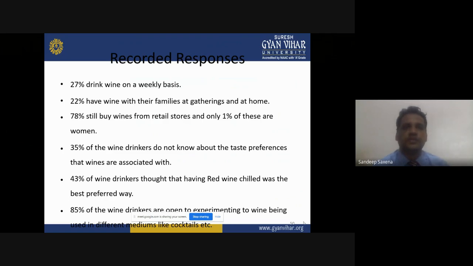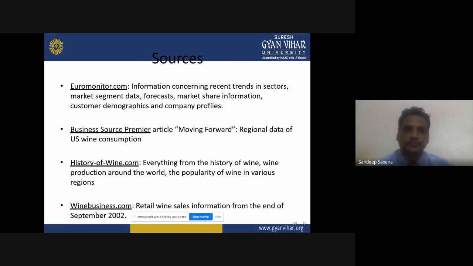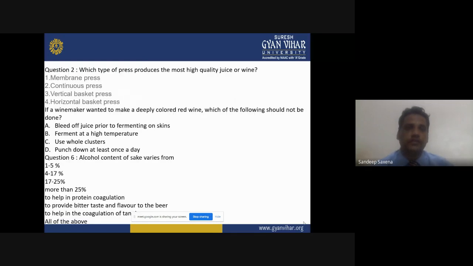Survey responses: 27% drink wine on a weekly basis, 22% have wine with their families at gatherings at home, 78% still buy wines from retail stores, and only 1% of these are women. Of the wine drinkers, many do not know about the taste preferences that wines are associated with. Consumers' wine favorites, health wins for heart and coronary disease. And at the end of this video, some MCQs which help to know the various industry of wine in India.